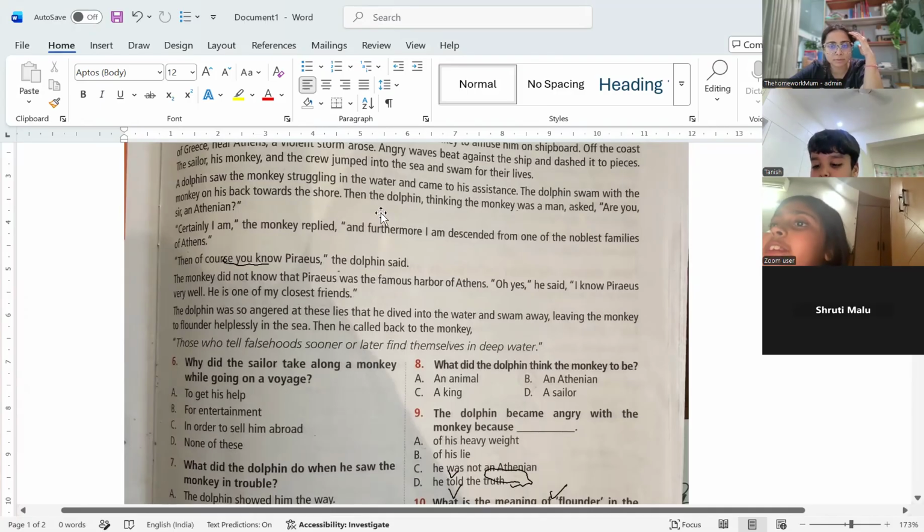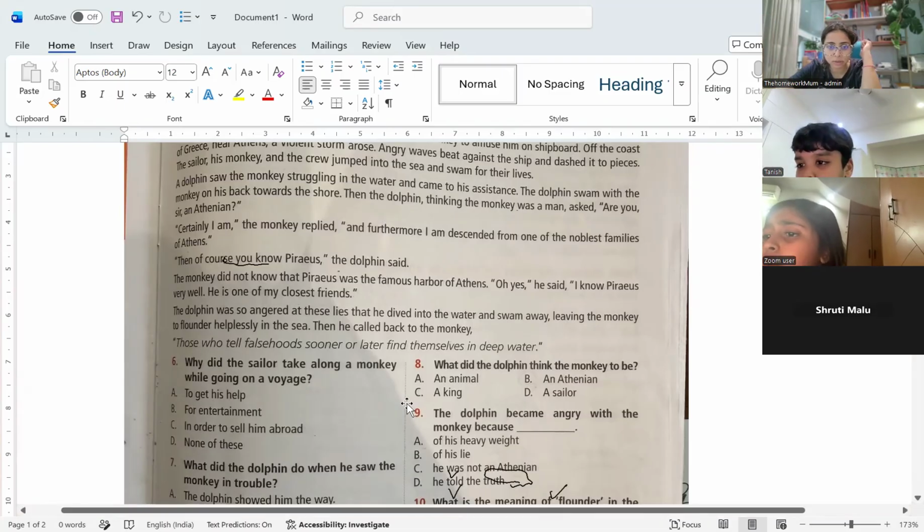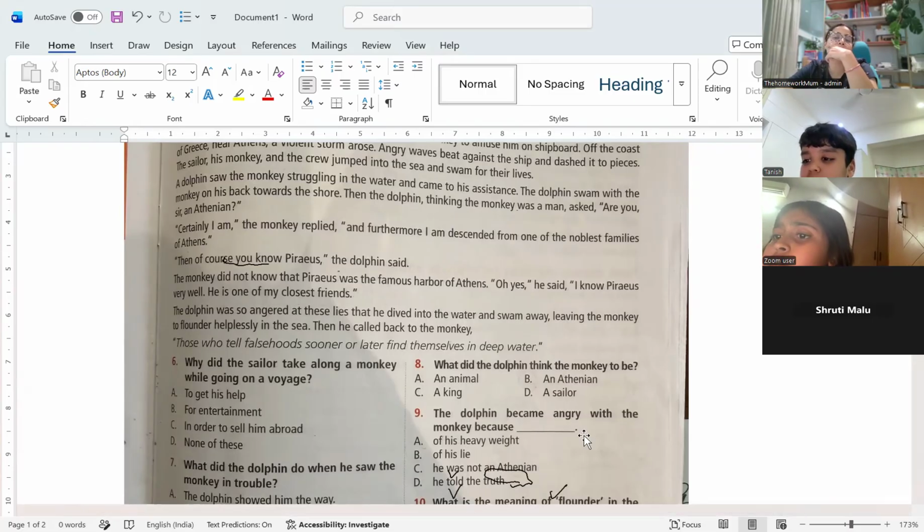Then the dolphin, thinking the monkey was a man, asked, "Are you..." Now the dolphin thought that the monkey is a man, right? Now, in question number 8, there is no option as man. What should we do, Mirka? An Athenian. How do you know it is an Athenian? Because it's written in the passage.